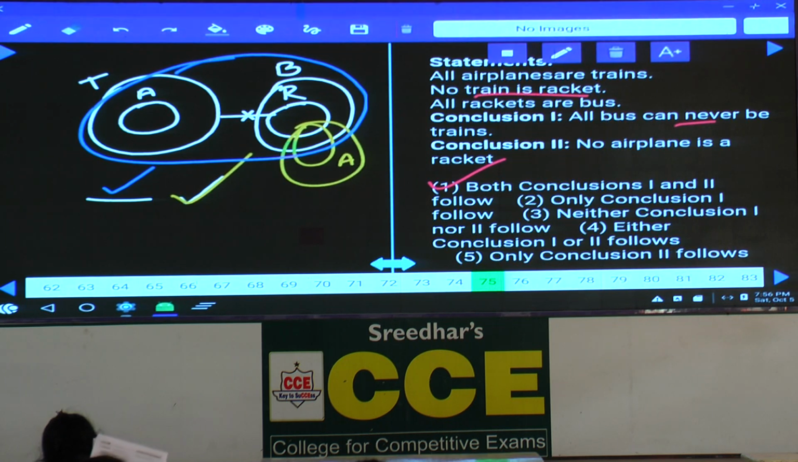Clear? Now this is about question number 71 to 75. Any doubts in these 5? Now today we have discussed only few in some 3 to 4 questions in this. Then 76 to 80.